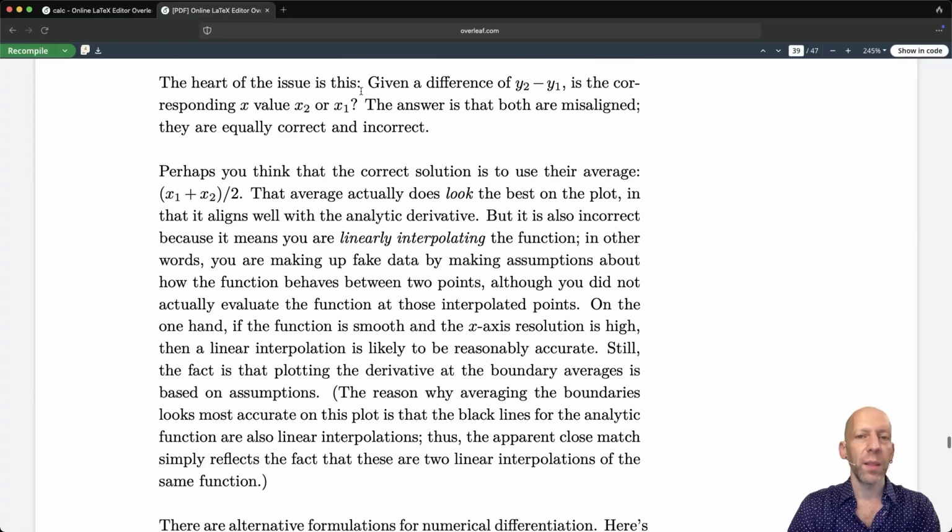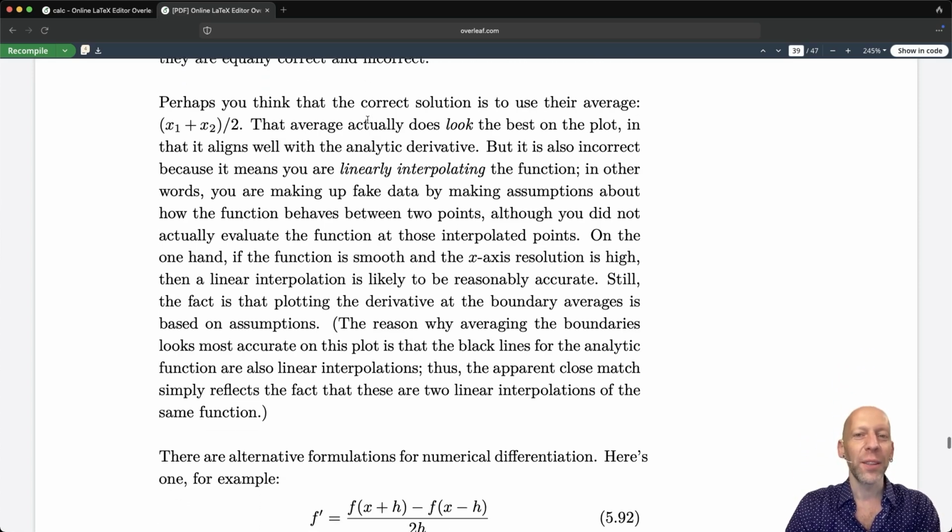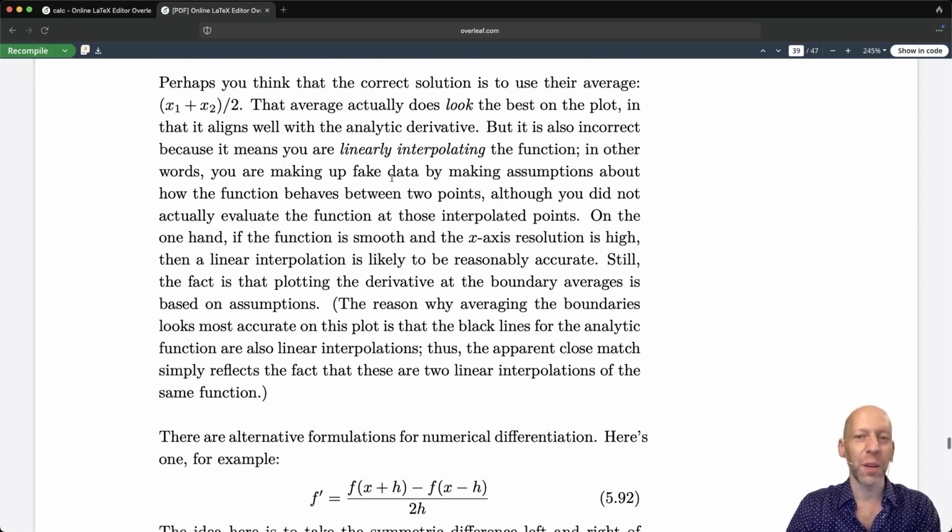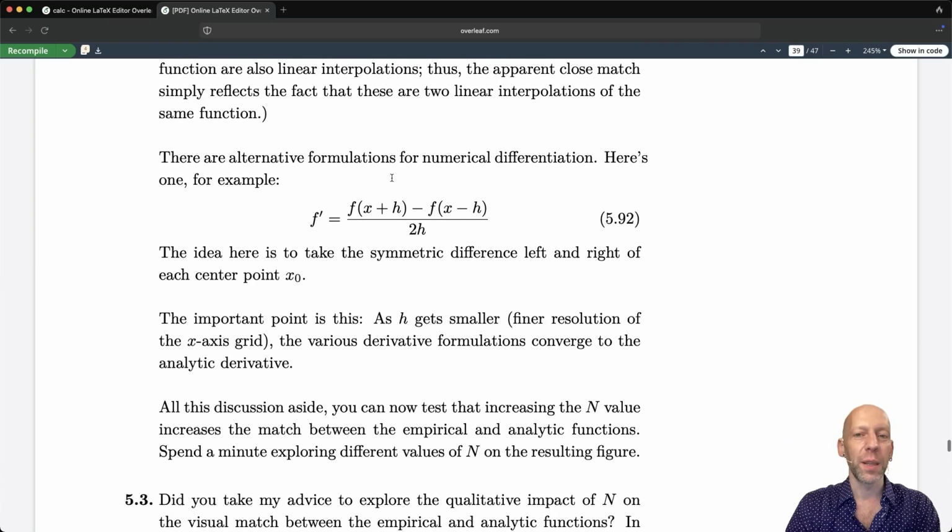So that's what I discussed here in the book text. So given a difference of y2 minus y1, is the corresponding x value x1 or x2? They're both misaligned, so they're equally correct and equally incorrect. Okay, so here I discuss a little bit more about this issue in some more detail.